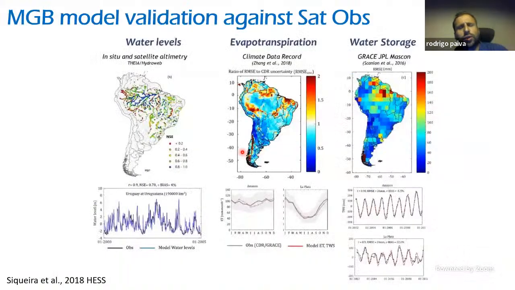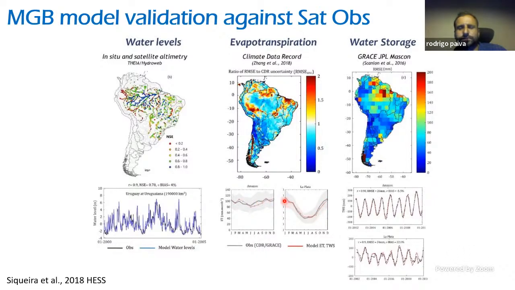And we could also use these satellite observations to improve the hydrological models. So in this slide, we show validations of the continental hydrological model using different satellite observations. For example, water levels from satellite altimetry. So these points are virtual stations of water levels. What we can see in blue or green are places where we have good results, as you can see here in this figure. Or we can validate also evapotranspiration from the hydrological model.